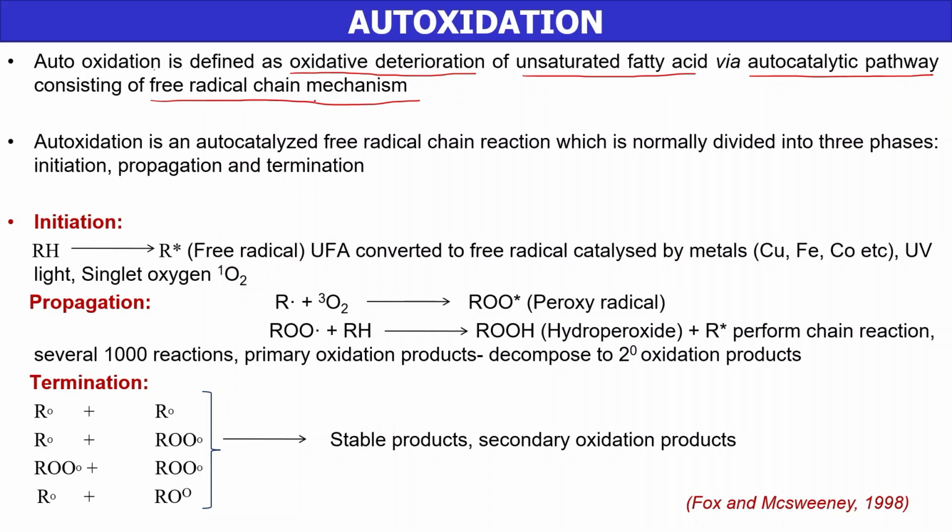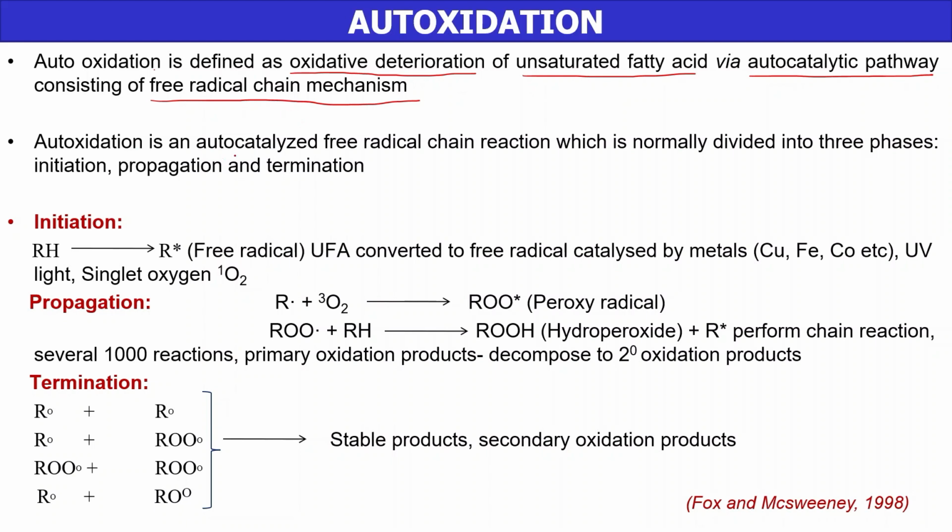So there happens formation of free radicals which give rise to the several reactions. So free radicals will result in the propagation of the reaction, and that we'll see subsequently. So actually this is the basic definition, that auto-oxidation is defined as the oxidative deterioration of unsaturated fatty acid, because unsaturated fatty acids are involved during the auto-oxidation via autocatalytic pathway consisting of free radical chain mechanism, and then the chain of reactions that happen during the propagation step that we'll see.